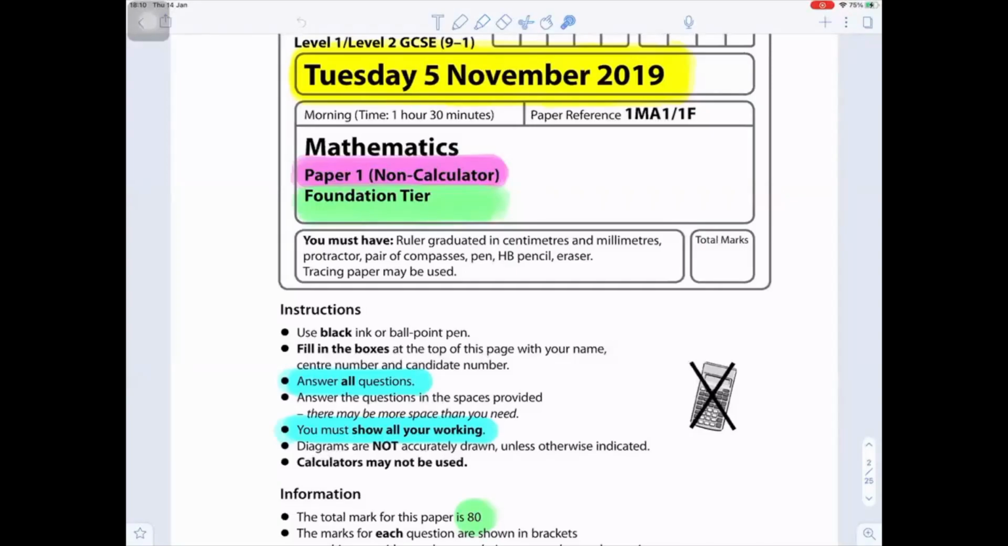Tuesday, 5th November 2019. Mathematics paper 1. Foundation tier, non-calculator. Answer all questions. You must show all your working. The total mark for this paper is 80.